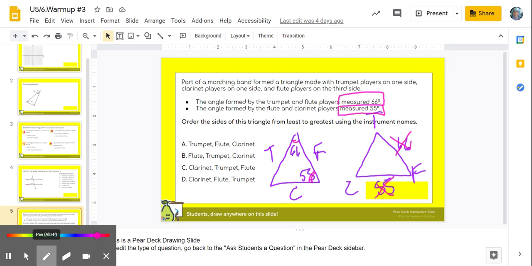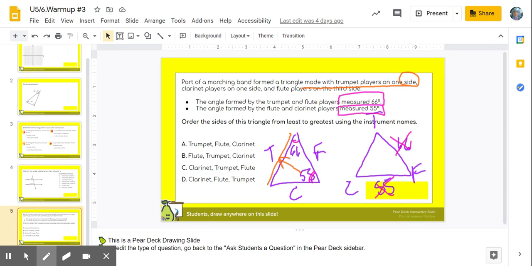The other clue is over here. Triangle made with trumpet players on one side. So the trumpets have to be a side, right? So if I go across the triangle, if the 55 is the small angle, then the trumpet is the small side. Oh, but wait a minute, I'm missing a piece of information. What do I have to calculate first? The last missing angle. So how do I calculate that missing angle?